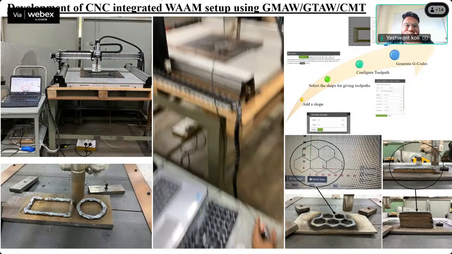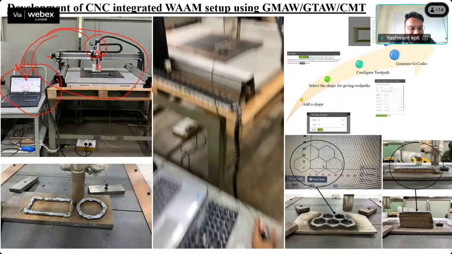This is the development of a CNC integrated WAAM system setup using a GMAW, GTAW, or CMT torch. We developed this at IIT Delhi. This is the CNC setup having four stepper motors: two in the X direction, one in the Y direction, and one in the Z direction. This is the torch implantation. Here we put the torch and fabricate, and all this is connected with an Arduino through the open-build software we are using. With the laptop, we can control the machine.